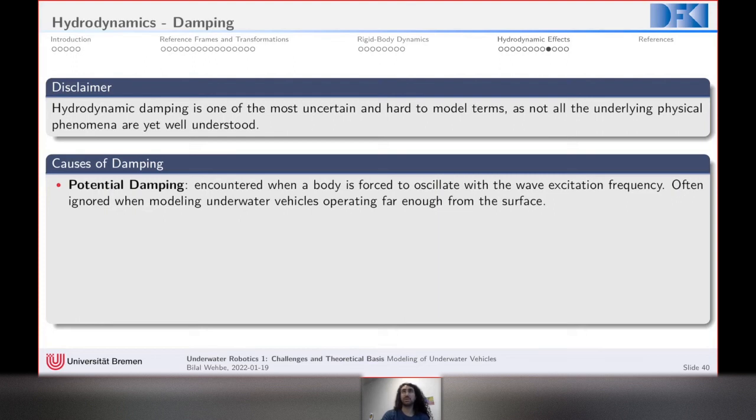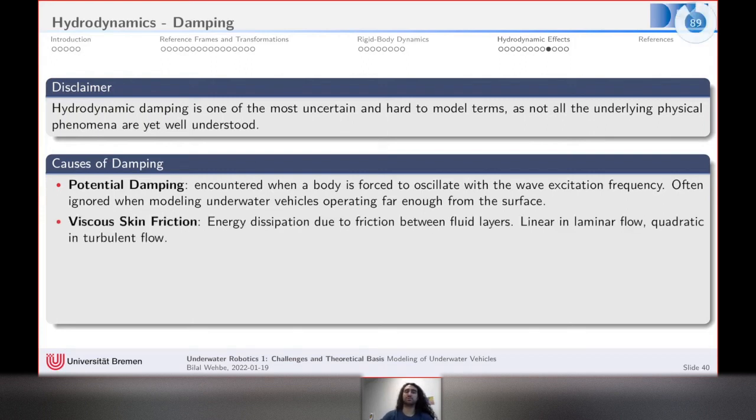First of all, so-called potential damping. This is encountered when we have a body oscillating with a certain wave excitation frequency. For underwater vehicles, assuming they are way below the surface, at a range where waves are not effective, we usually ignore it. However, you should not ignore it for surface vehicles.